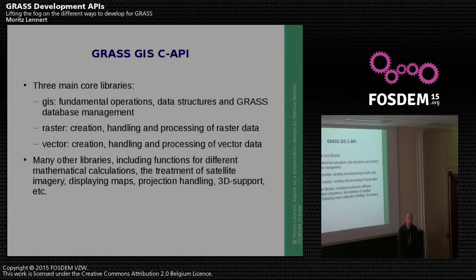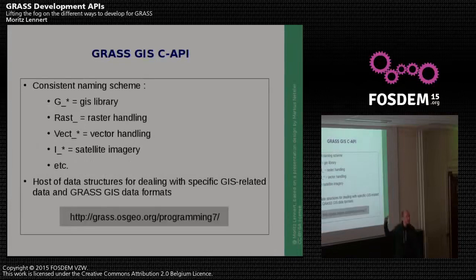There are three main core libraries. Again, the general fundamental operations as a GIS library. You have the raster and the vector libraries, but there are many, many other libraries. I won't list them all here, but you have specific mathematical calculations, treatment of satellite imagery, displaying maps, etc. There's a consistent naming scheme across the libraries now, which really allows you to very quickly identify which library within the whole GRASS C API the functions come from. There's obviously a host of different data structures that are really specific to GRASS and GIS needs in there.